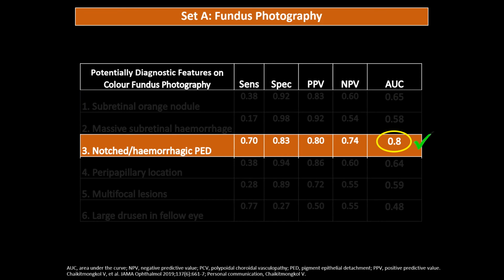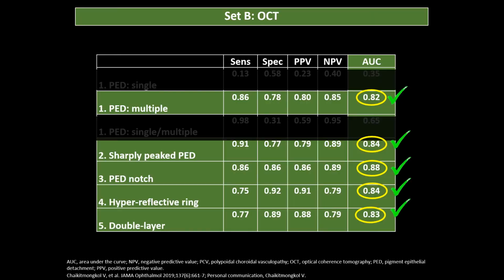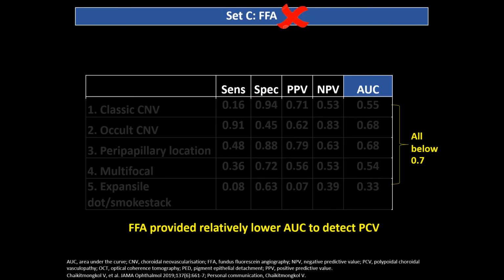For fundus features, only 1 feature met the 0.8 criteria. For OCT features, we found 5 features met the 0.8 criteria, and none of the FFA features met 0.8, so it seems that FFA provides relatively lower accuracy to detect PCV compared to color fundus picture and OCT.